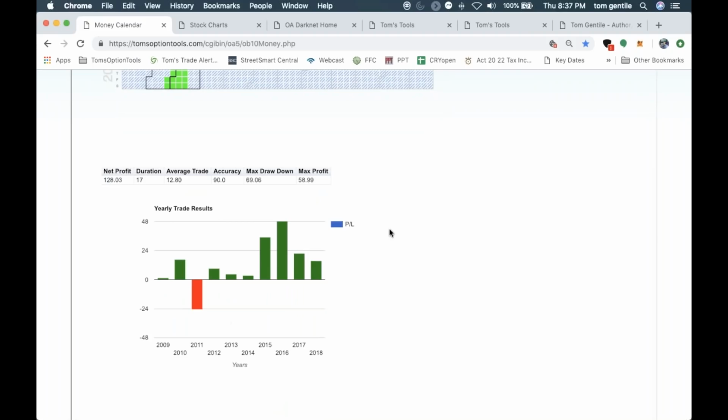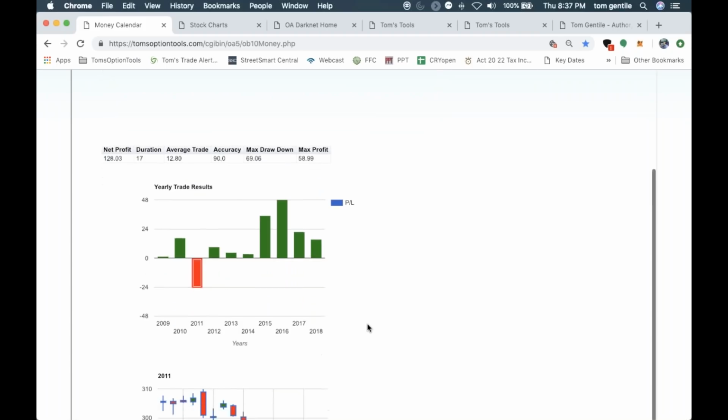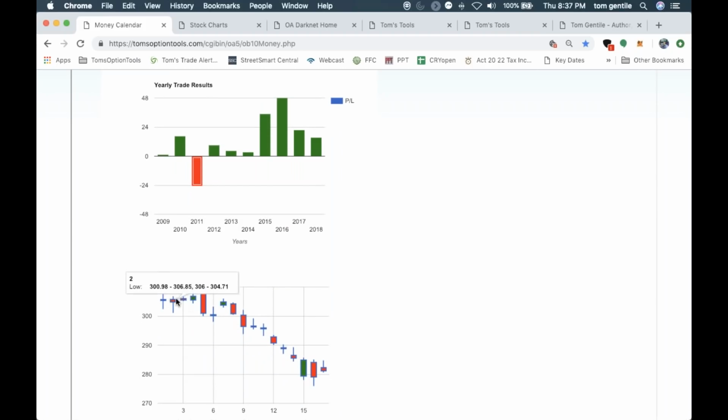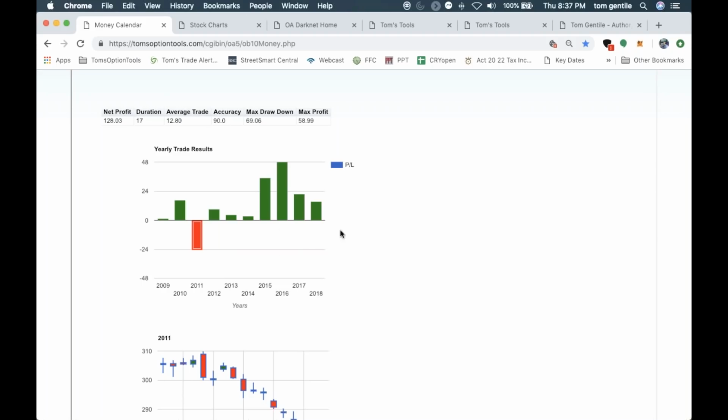Second thing I see is that in the last 10 years, it went against us in 2011. There was a 24-point drop. If I click on that, I can actually see what happened. So it went sideways for all of about a week, and then it started falling down. Now in 2011, it was only $300 a share. But look what's happened in the last 4 years.